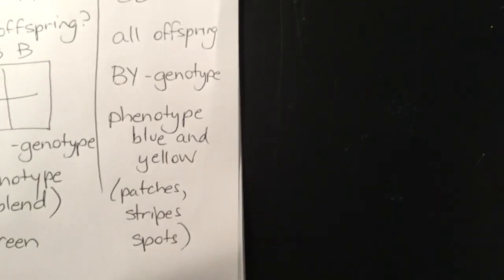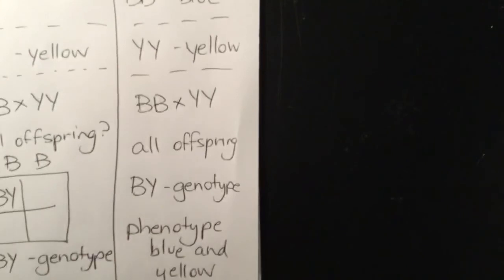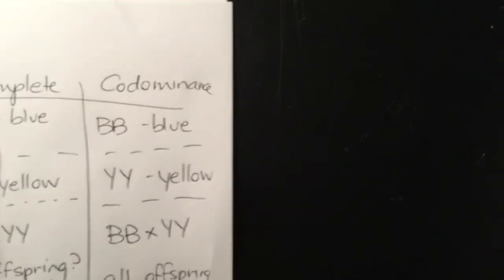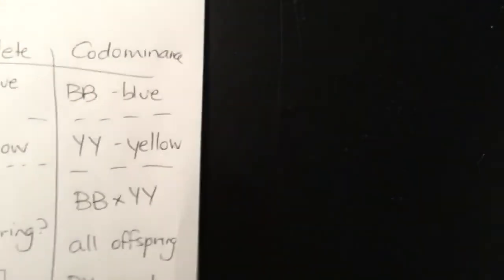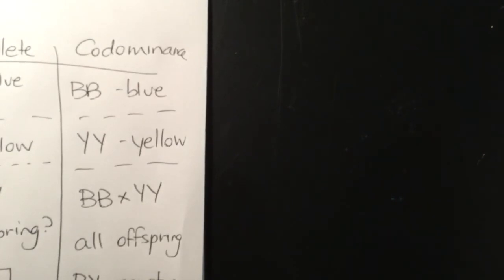So it's really important that you be careful here, because again, remember, this is going to be a blend for incomplete, and this is going to be, you can see both for codominance. And I think that's probably enough for this for right now.